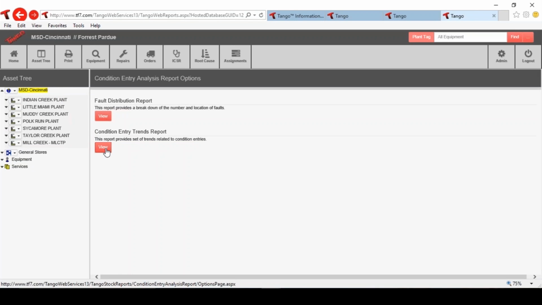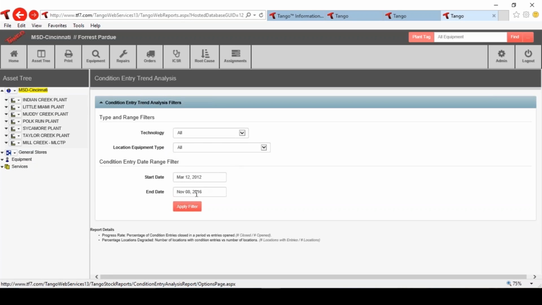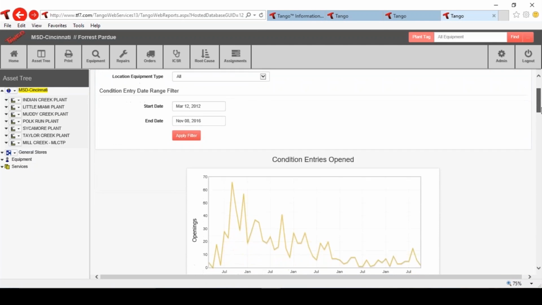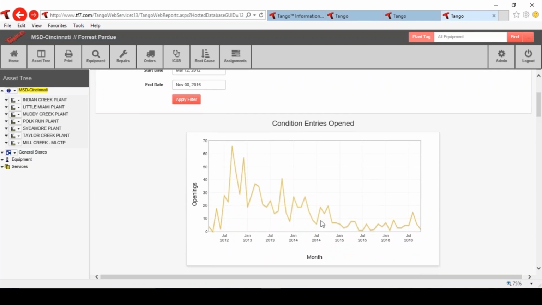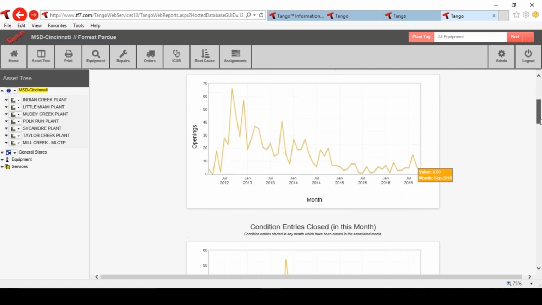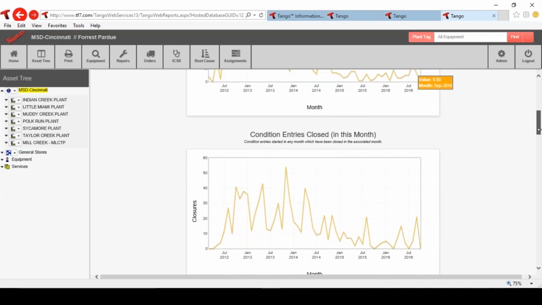Oops. I'm sorry, guys. I did the wrong one. Let's pick that trend report. Okay, so again, you see how these guys have been running their program since 2012, and even in the first year or 2 years, they were pretty erratic on how many they were opening, and you see that lately they've really gotten a handle on their program and their reliability. So they're opening a lot less.